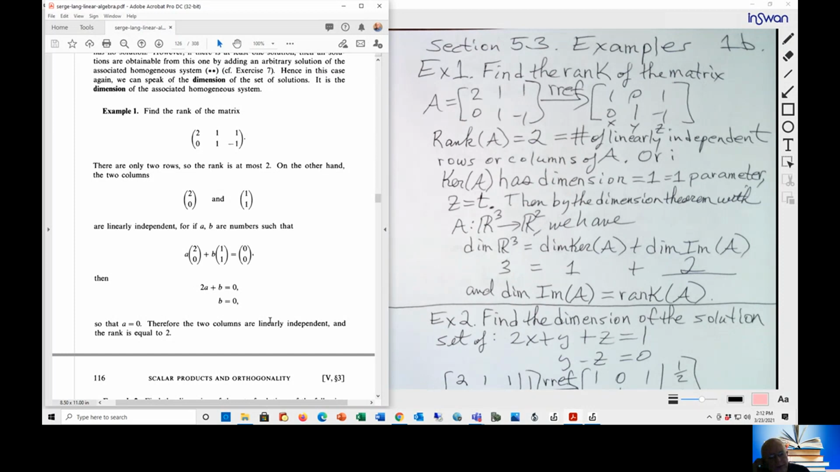And as a general rule, the rank of the matrix is equal to the number of non-zero rows in the row reduced echelon form. So since both of our rows reduced to non-zero rows, the rank of this matrix is equal to 2. Now you can also see that 2 is the number of linearly independent rows.